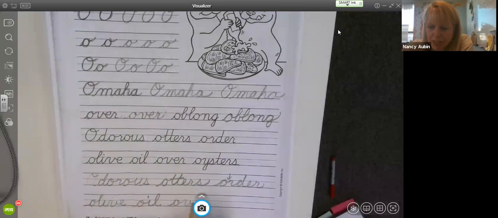Over oysters. And again, cross your T. Make sure you add that period. It is a sentence.